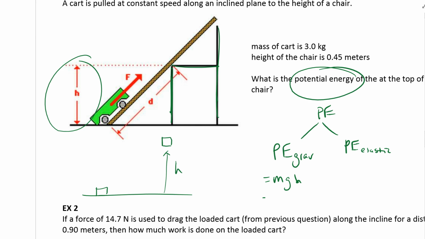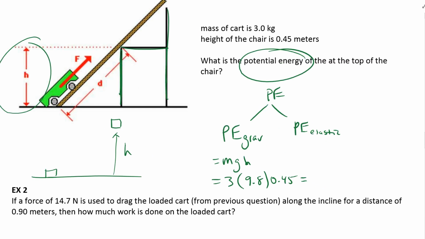The mass of this object is 3 kilograms, g is 9.8, and the height is 0.45 meters. So our answer would be 13.23 joules, which really, with two significant figures here, would be 13 joules.